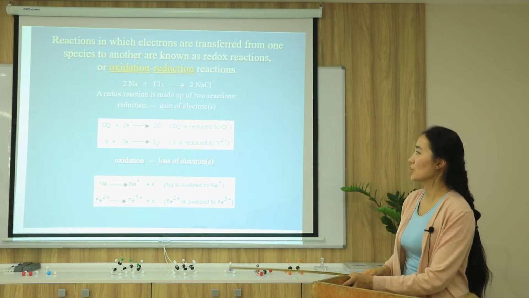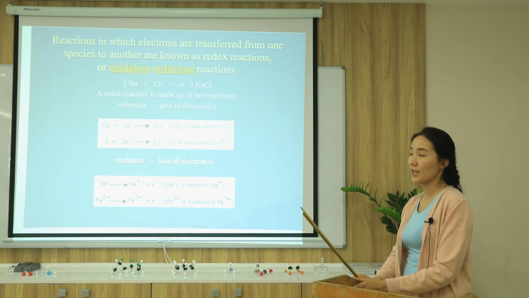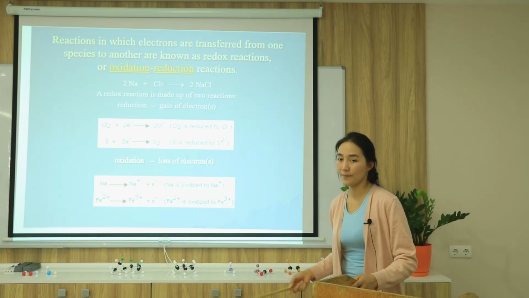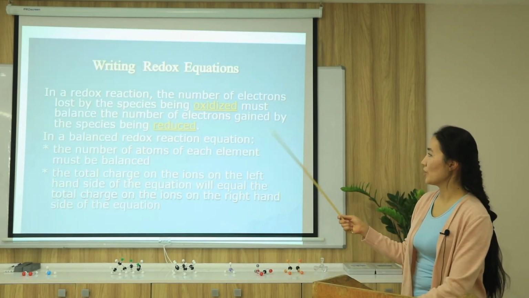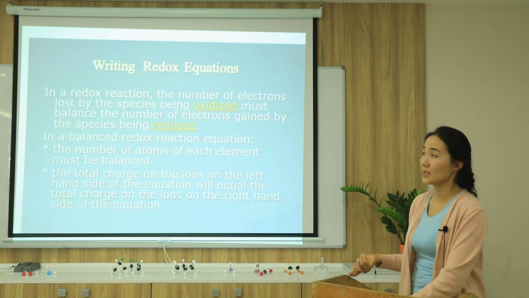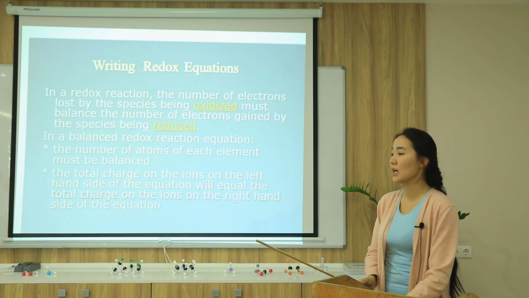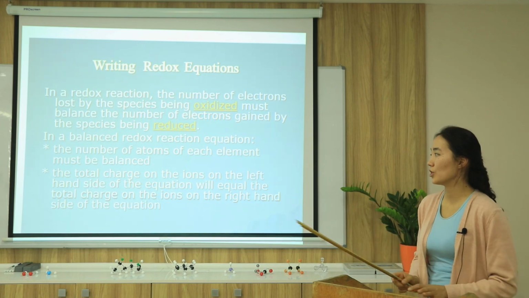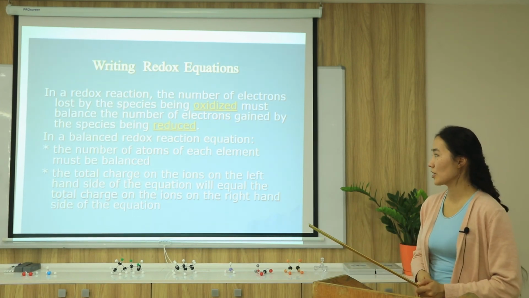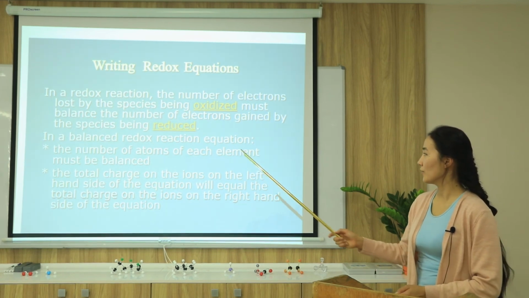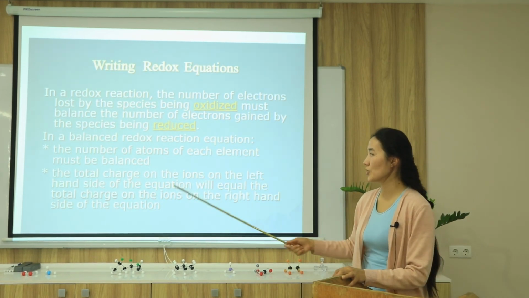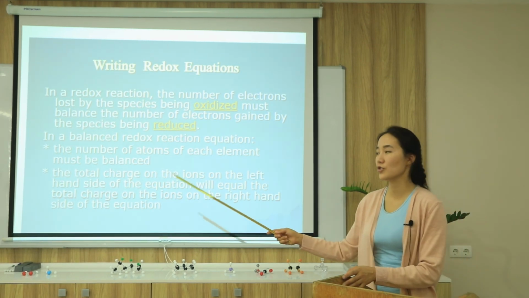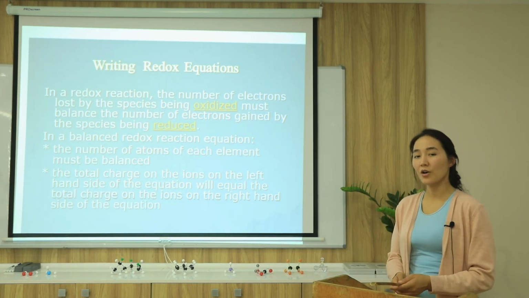Also, a redox reaction is made up of two reactions: reduction, gain of electrons, and oxidation, loss of electrons. Next. Writing redox equations: in redox reactions, the number of electrons lost by the species being oxidized is equal to the number of electrons gained by the species being reduced. Also in a balanced redox equation, the number of atoms of each element must be balanced, and the total charge of the ions on the left hand side of the equation will be equal to the total charge on the ions on the right hand side of the equation.